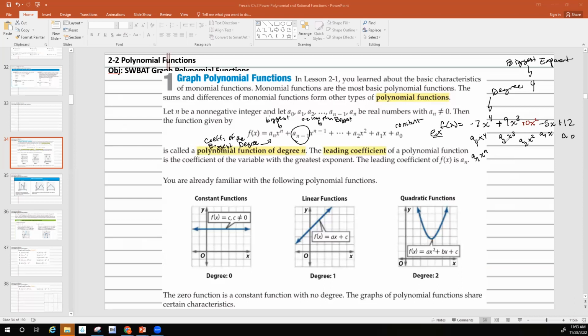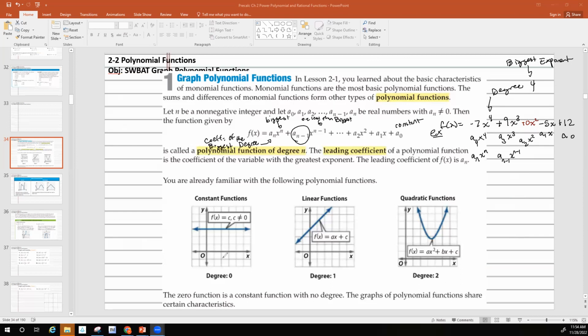And another way of writing that a sub 3 is a sub n minus 1 times x to the n minus 1, because this is the exponent one smaller than the biggest exponent. So 4 minus 1 is 3. And this would be n minus 2, n minus 3, et cetera. So it looks kind of messy. Hopefully that's okay though.